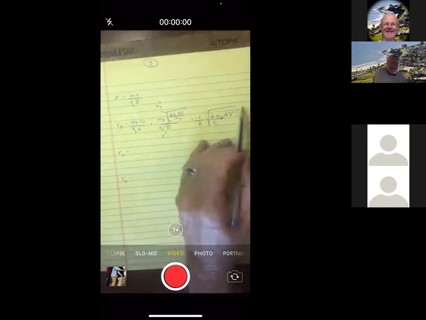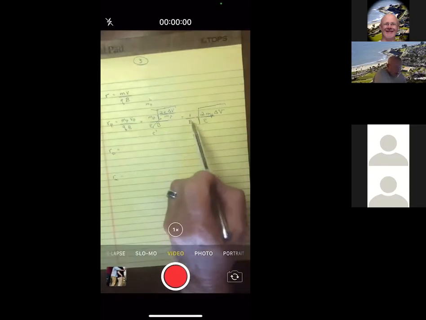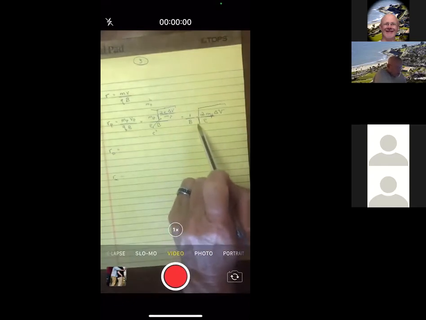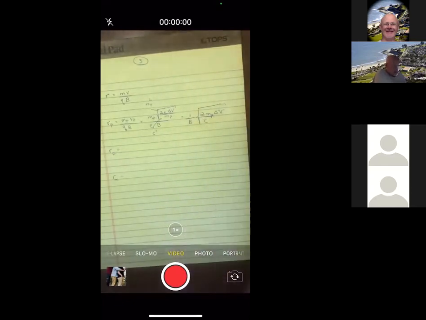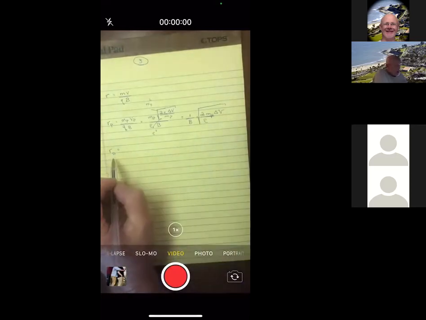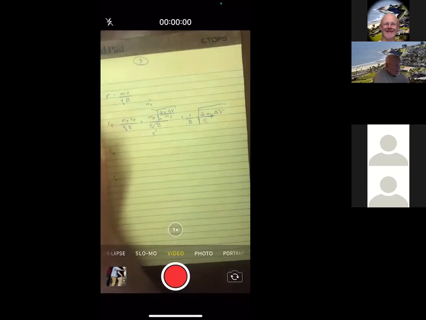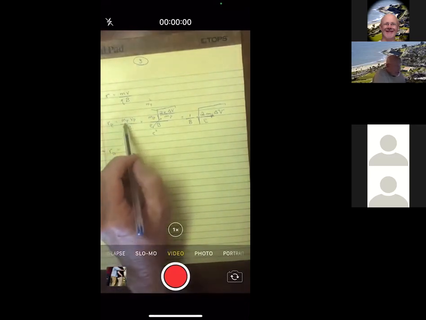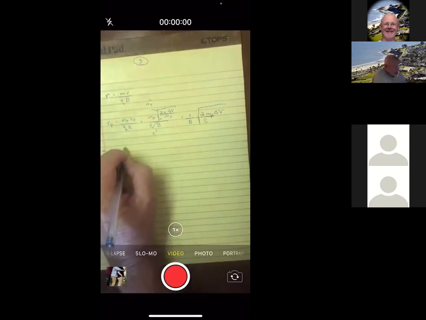So they don't give us any numbers to work with, but that right there would be the radius of the proton. Okay, so let's try this same equation with the deuteron. Because the deuteron has twice the mass of the proton.